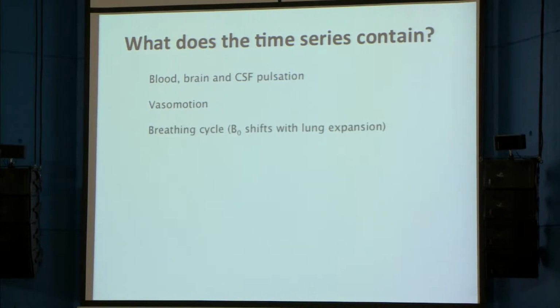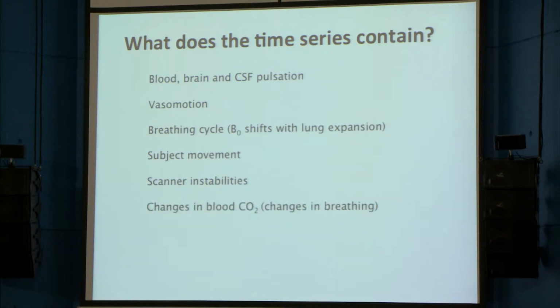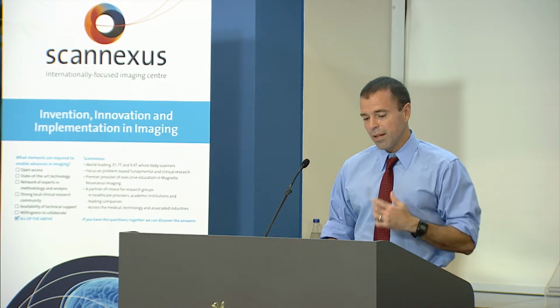There are truly slow fluctuations. So what does the time series contain? This is the biggest problem in looking at resting state. It contains a lot of things. There's blood, brain, and CSF pulsation. There's vasomotion. There's a breathing cycle. With every breath, B0 shifts in the brain. There's subject movement, bulk movement, drifts, scanner instabilities, and changes in blood CO2 with changes in breathing. This is a significant problem as well: as you change your breathing rate, you have a change in blood CO2, which changes the overall signal, the global signal.